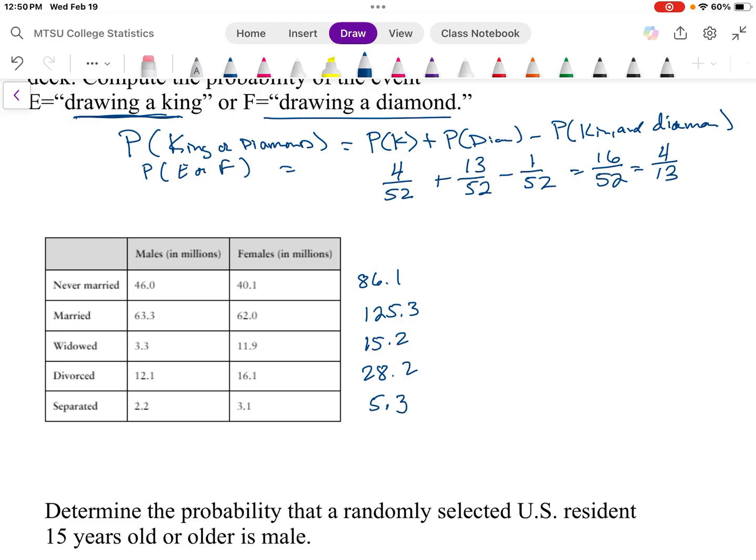Adding down, let's go with calculator on that one. 46 plus 63.3 plus 3.3 plus 12.1, and then another 2.2. That got me 126.9. The next column, 40. And again, we want to have these totaled. I'm totaling them out now just in case they ask me any type of arrangement of trying to figure out the probabilities.